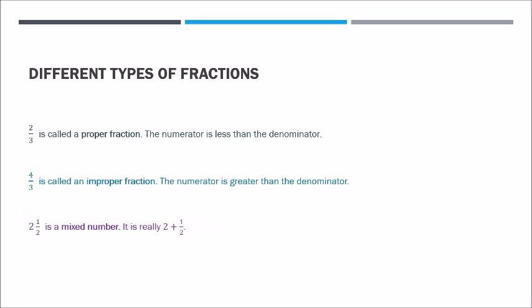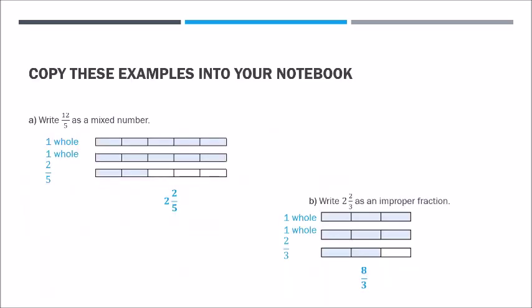And then we have a mixed number, which is when we have a 2 and a half. So 2 and a half is a mixed number, and what it's really saying is it's 2 plus a half. Again, if you're still copying that all down, you can pause the video, and once you're ready to move on, you can press play. So copy these examples into your notebook as well. Hopefully you've been taking notes the whole time.